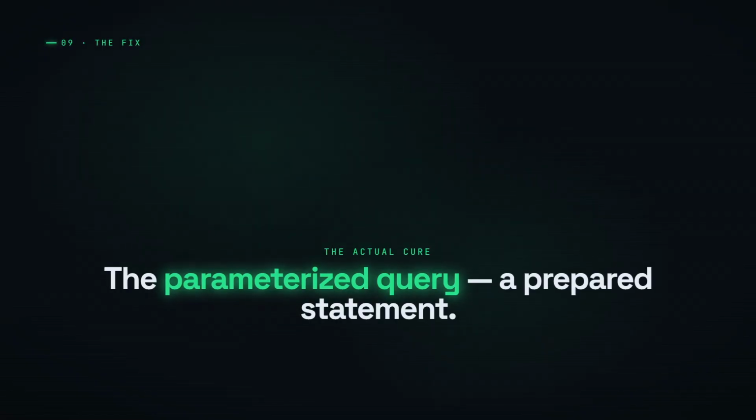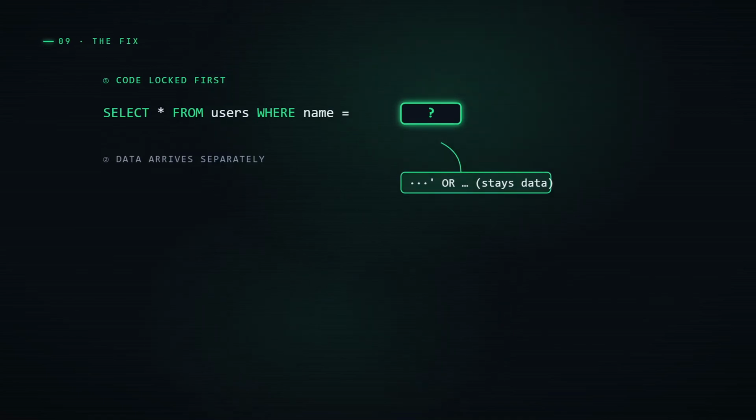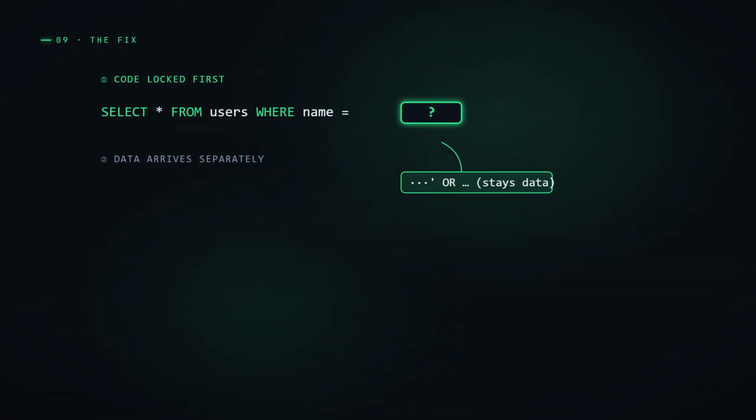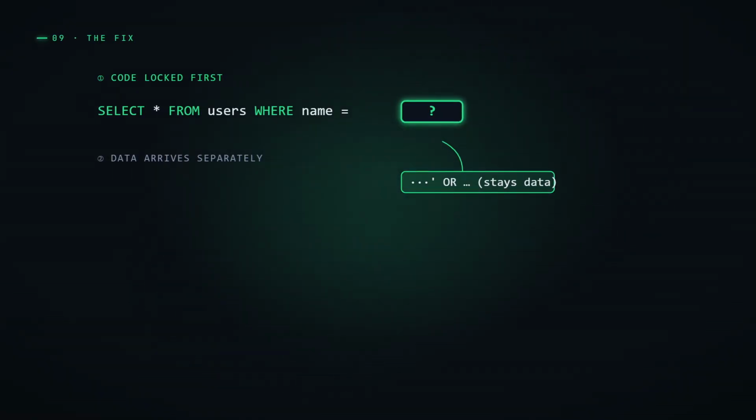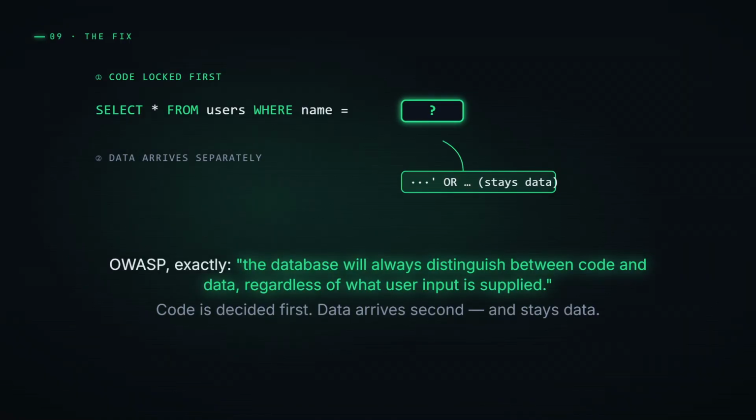The database is handed that template and it locks in the structure of the command, the grammar, the meaning, before your input is anywhere near it. Then, separately, your actual values are passed in to fill those slots. And this is the crucial part. A value that arrives through a slot is treated as pure data, always. It can never be read as grammar, never as an instruction, no matter what characters it contains.